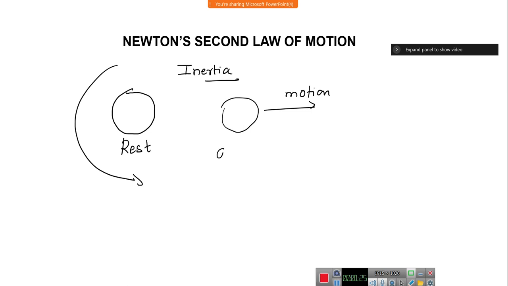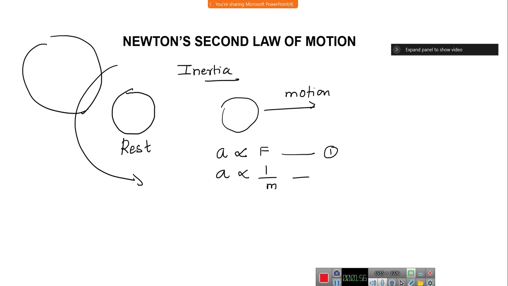We have understood that acceleration depends on mass and force, right? If the force is more, the acceleration will be more. So we can write acceleration is directly proportional to the force. And then we have understood that if the body is heavy, then acceleration sometimes will be less. So acceleration is inversely proportional to mass. So if you combine these 1 and 2 equations, you will get acceleration is proportional to F in the numerator and m in the denominator.